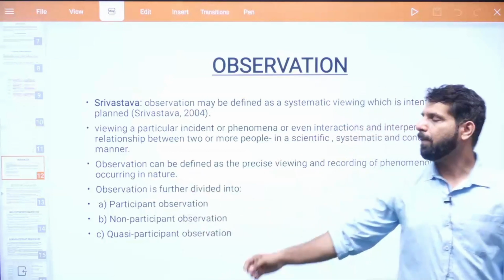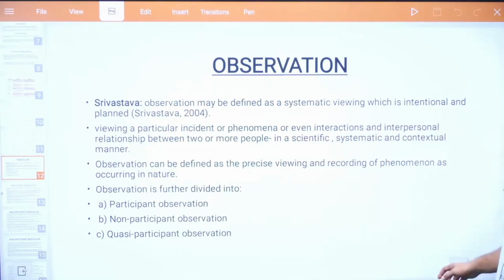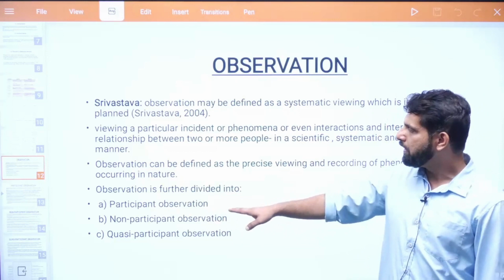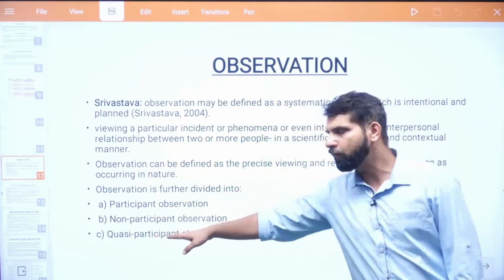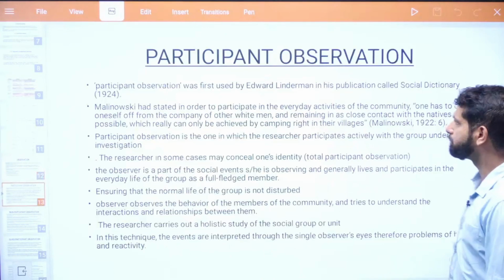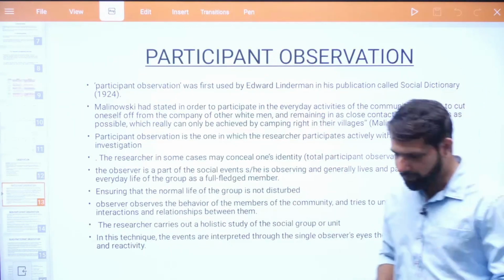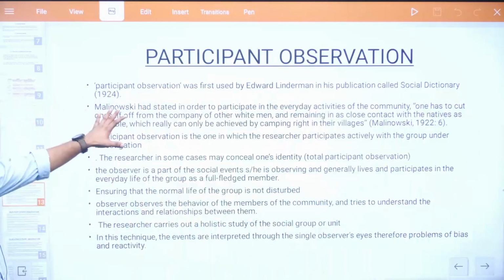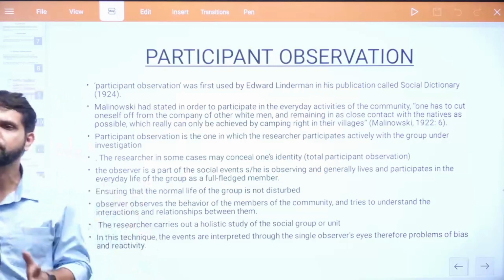It is of three types: participant observation, non-participant, and quasi-participant. In earlier anthropological research, participant observation was quite prevalent, but with its pros and cons coming to the forefront, we now focus more on quasi-participant observation, and we will deal with each of them now. So it was first used by Edward Lindeman in his publication called Social Dictionary, 1924. So this statement by Malinowski will sum up what participant observation actually means.